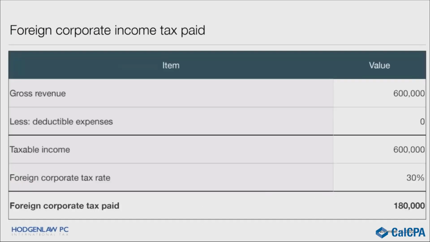Starting with the calculation of foreign corporate income tax paid. Start with gross revenue, make-pretend zero deductible expenses. So taxable income for this foreign corporation is $600,000. I am assuming a 30% corporate tax rate because that makes math easy. And we have a foreign corporate tax liability of $180,000, and that's paid. So that's the first. You're watching money disappear out of your pocket and go to some government. That's the first tranche of that money going away from you.